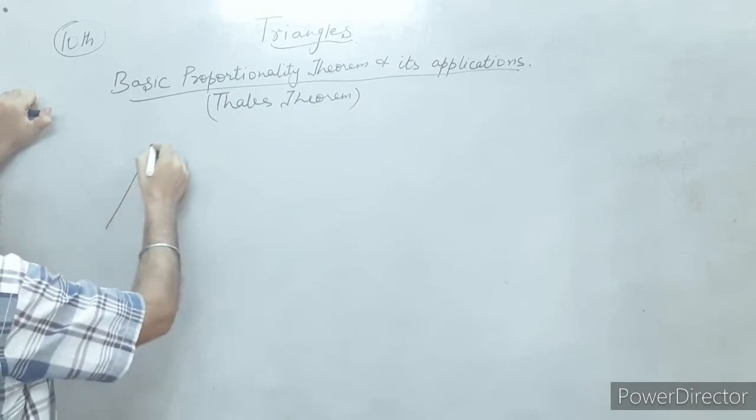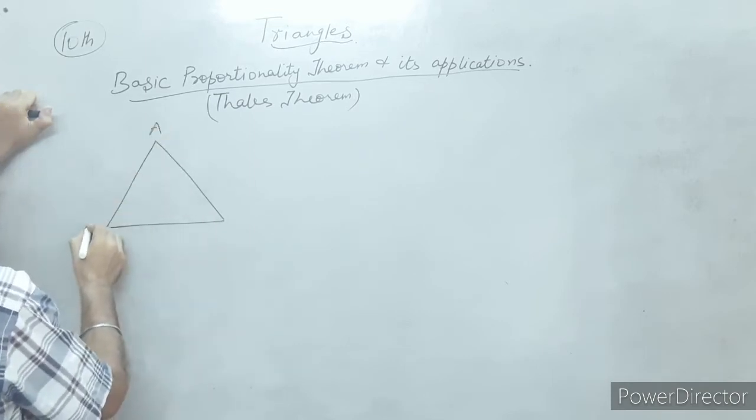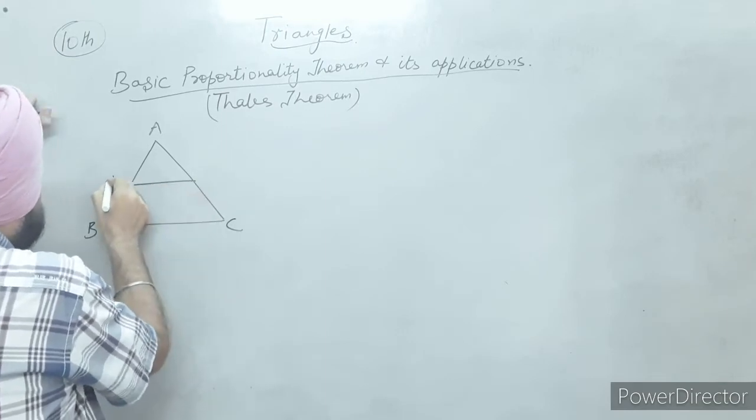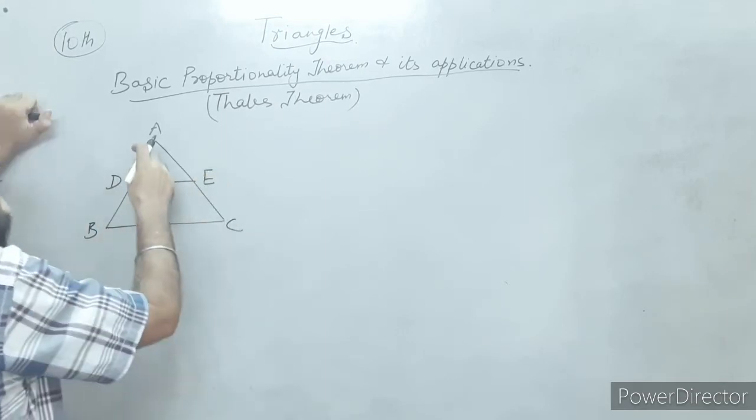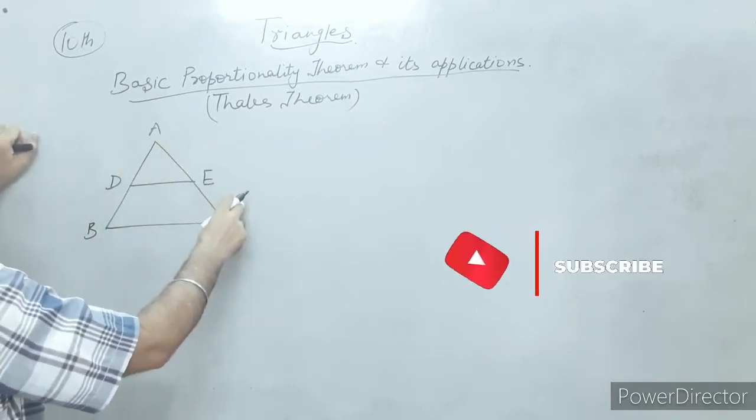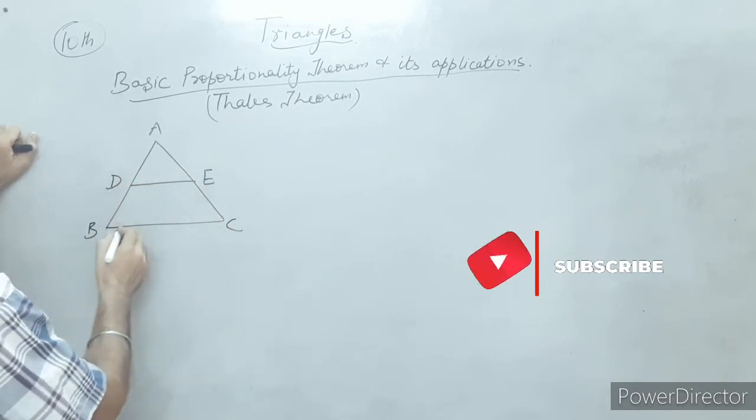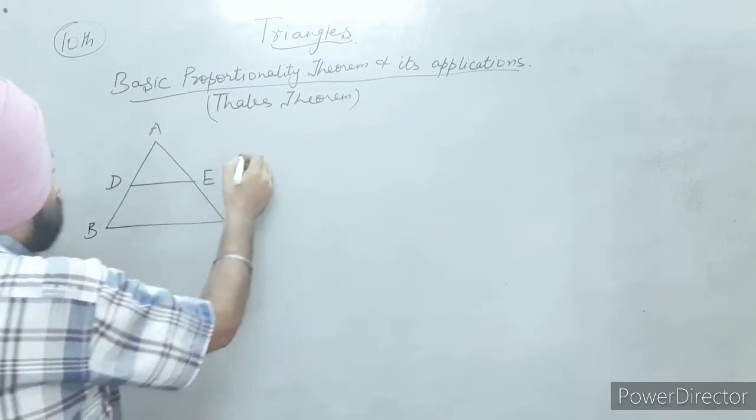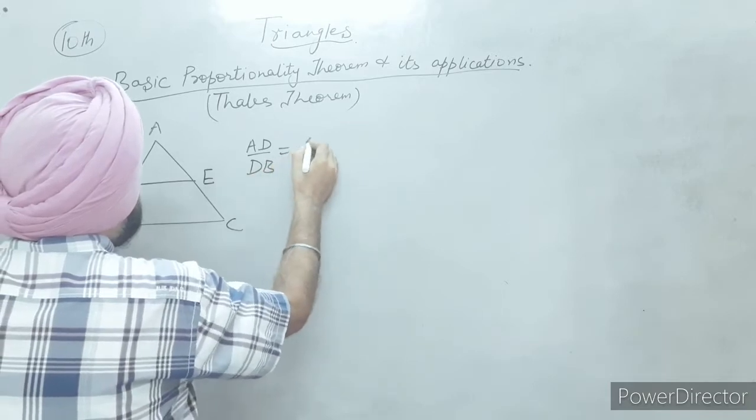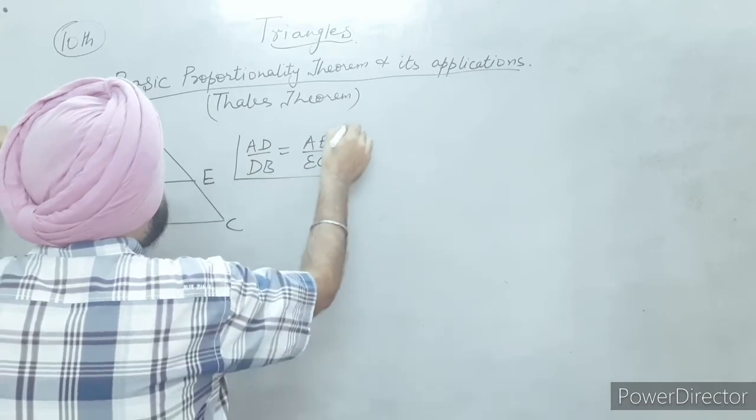Now let me draw a triangle first. This is a triangle ABC, right? Then a line which intersects the two sides AB and AC in two distinct points D and E, and DE is parallel to BC, then AD upon DB is equal to AE upon EC. This we have to prove.